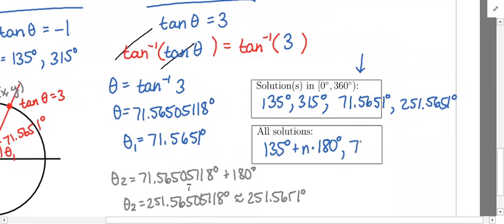So all you need to do is take the first angle, and I'm just rounding. Remember, this is rounded to 4 decimal places. Put your degree symbol because it's in degrees. You're going to add integer multiples of the period. The period of tangent is 180 degrees. You plug in n equals 1. It's going to generate this 251 degree number. And then you can pop in any n value to generate additional solutions.